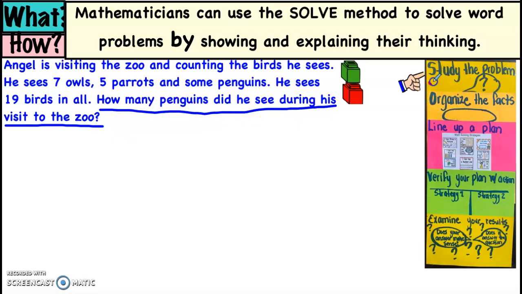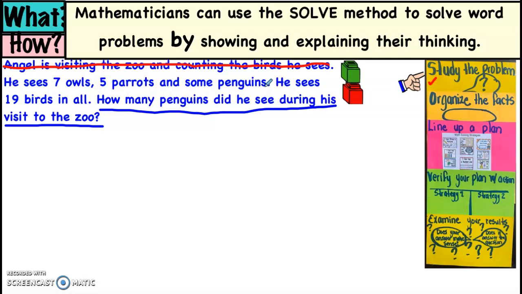So let's continue to our second step. We need to organize the facts, and this time we're going to circle all important facts. So let's read the problem again. It says, Angel is visiting the zoo and counting the birds he sees. Do you think that's an important fact that we need in order to solve the problem? I don't think we need it, so we're just going to cross it out, like draw a line through it. We don't need to circle it.